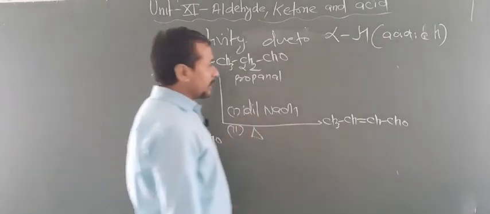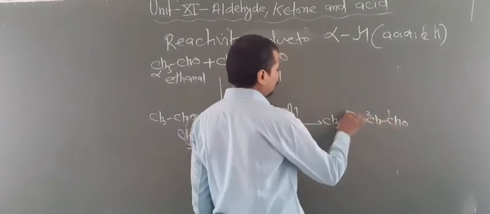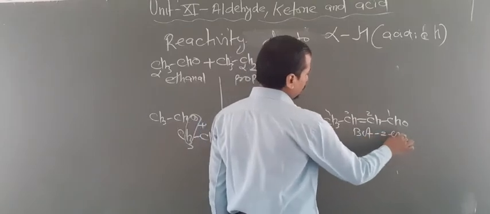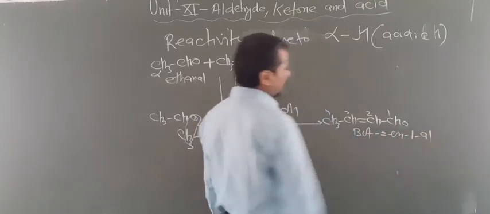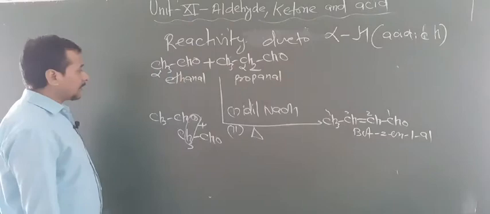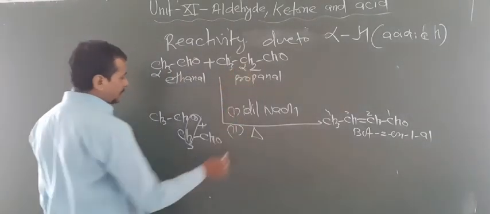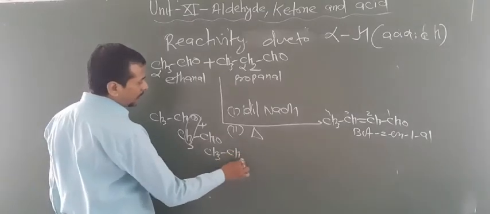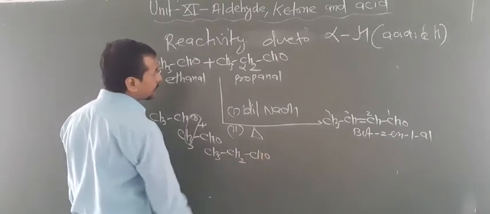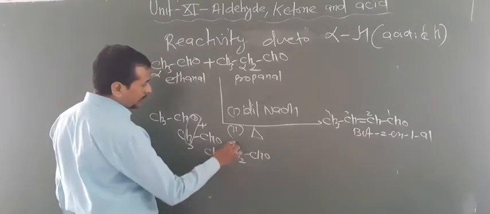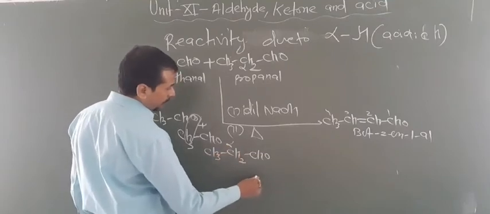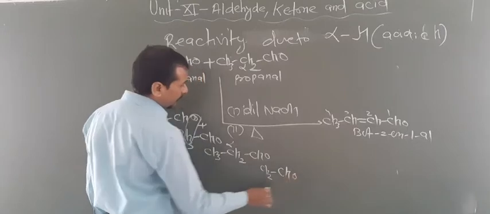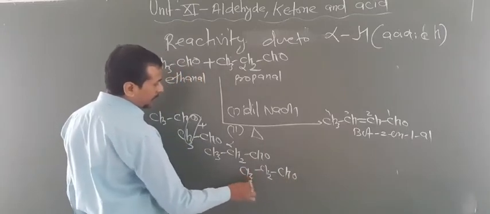The name of this chemical is 1 2 3 4, so this is known as but-2-en-1-al, that is known as crotonaldehyde. Now again we have taken this type of molecule, that means two molecules of propanal are taken. Again you take this alpha carbon. So you can put the alpha carbon here, CHO like this and CH3 like this.